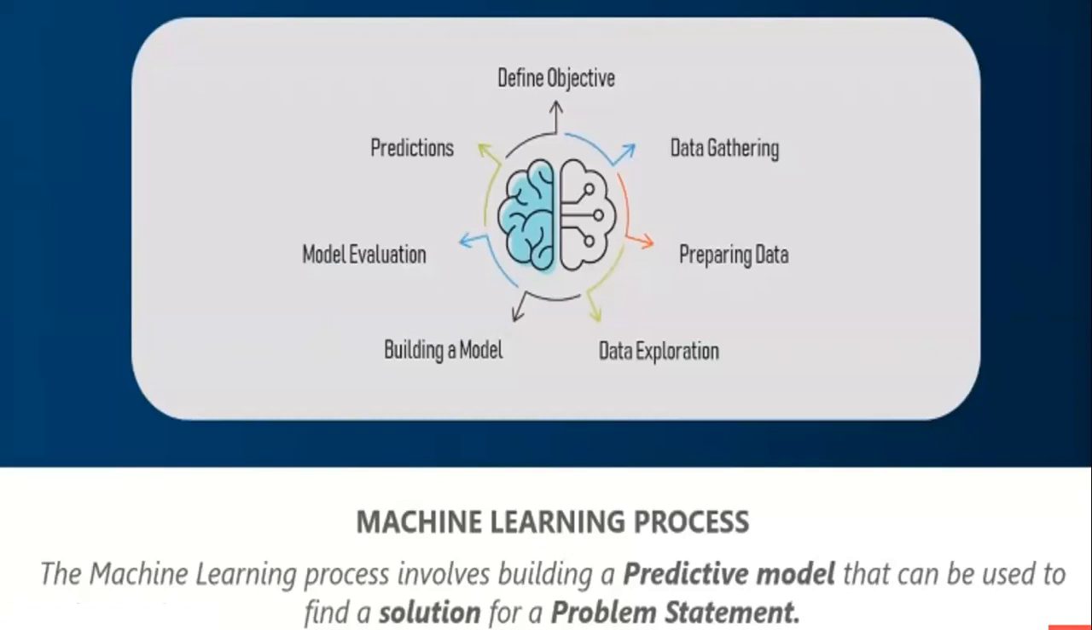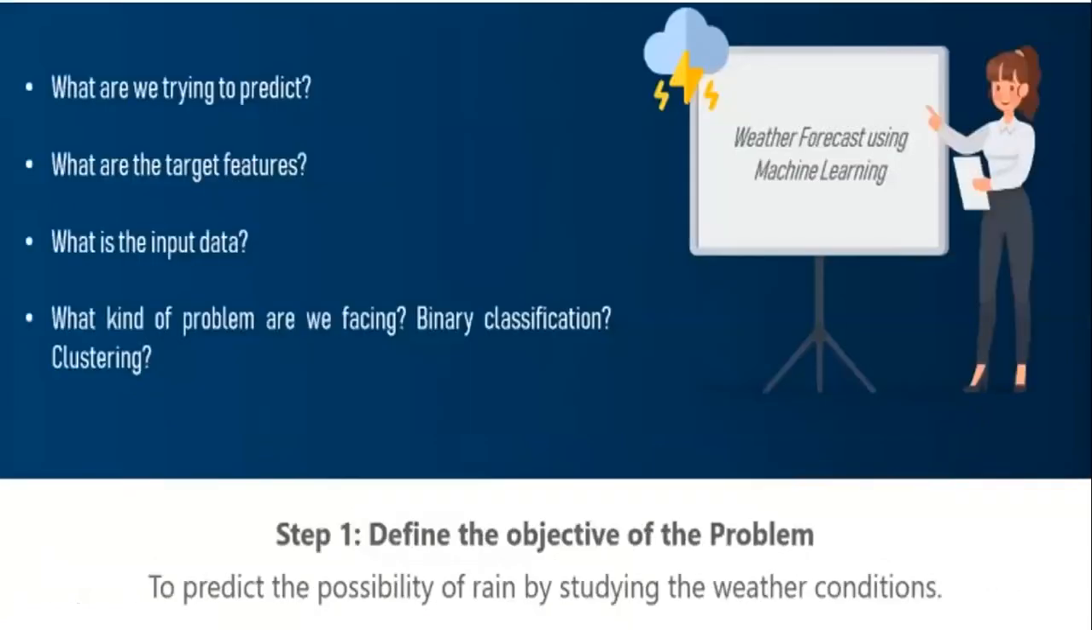If you want to write any paper, or ask your student to develop a machine learning product, or any student project or small paper, you can adapt this 6-step or 7-step process. The first step is defining the objective.